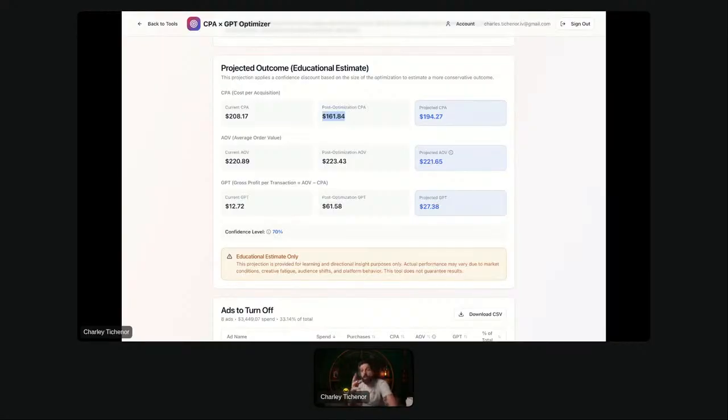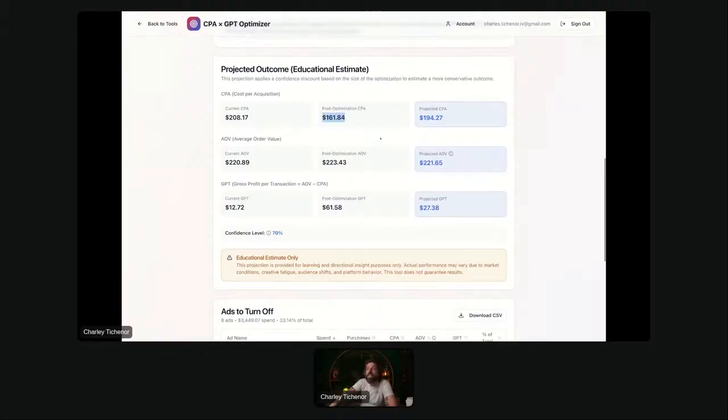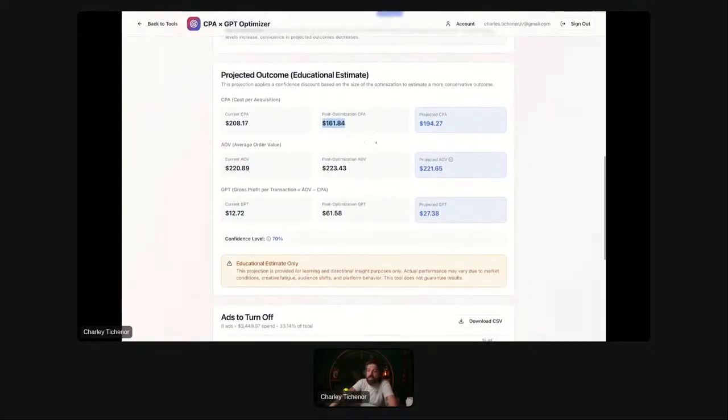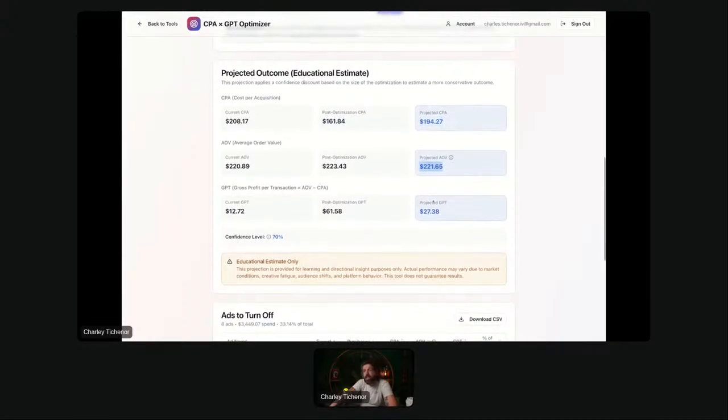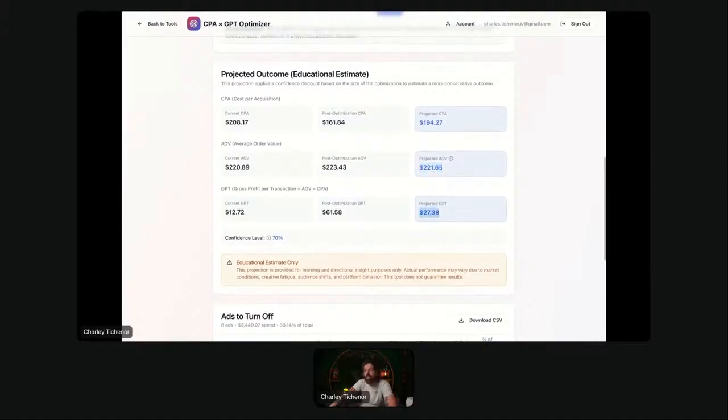So the beauty of this tool is it models out what that's going to be like using very advanced mathematics that we don't need to get into today, and a lot of history. But the point is, we're going to be able to basically say, if we were to be this aggressive, we have a 70% confidence that we could cut the CPA by $14. Our AOV would go up by about $1, but that means we're making nearly twice as much money per sale.